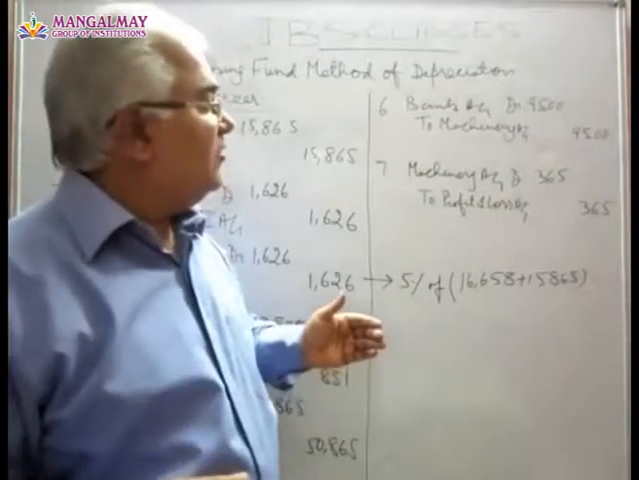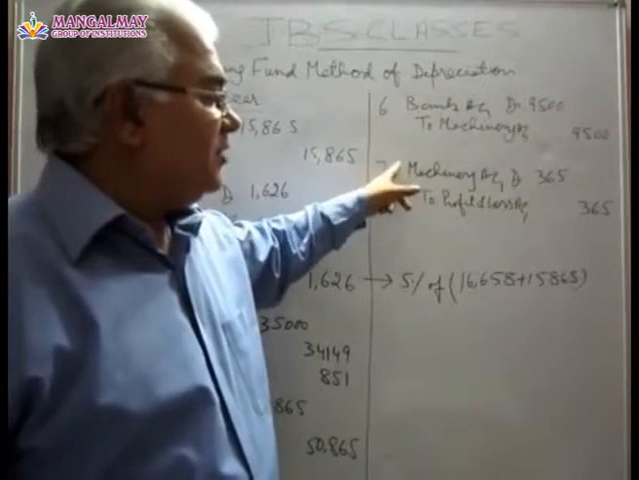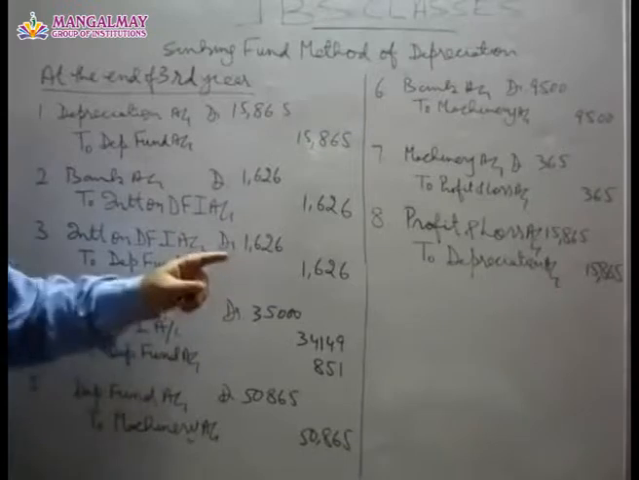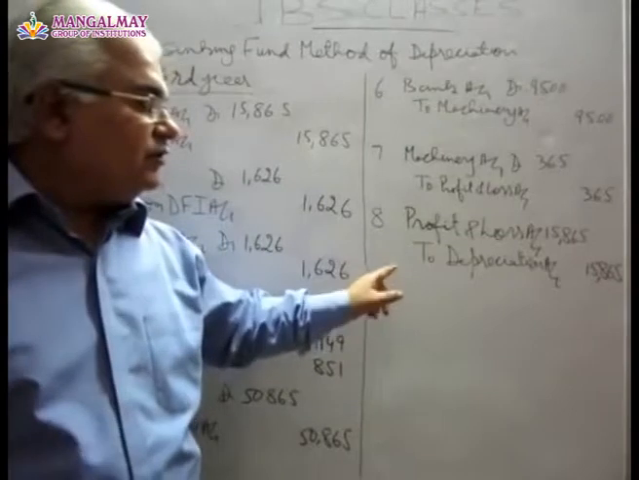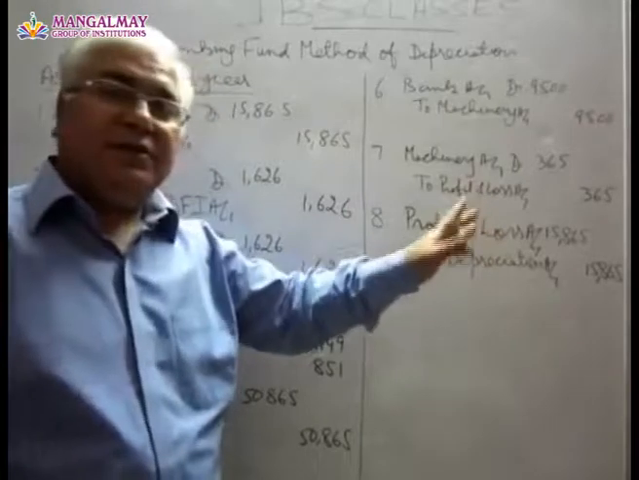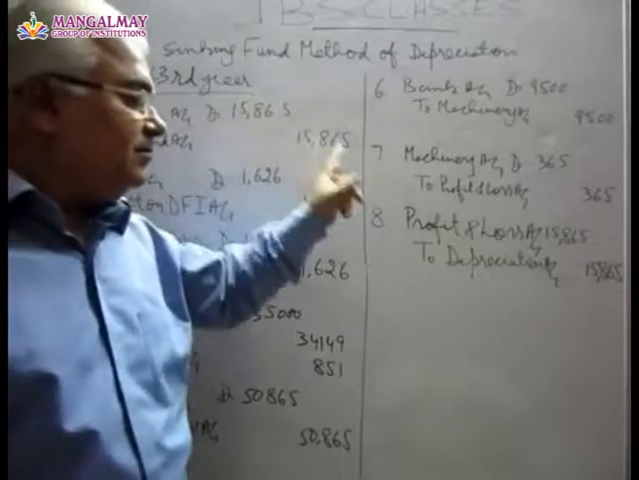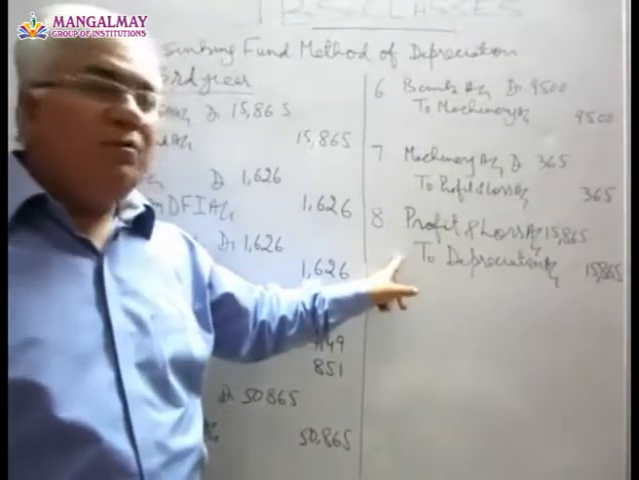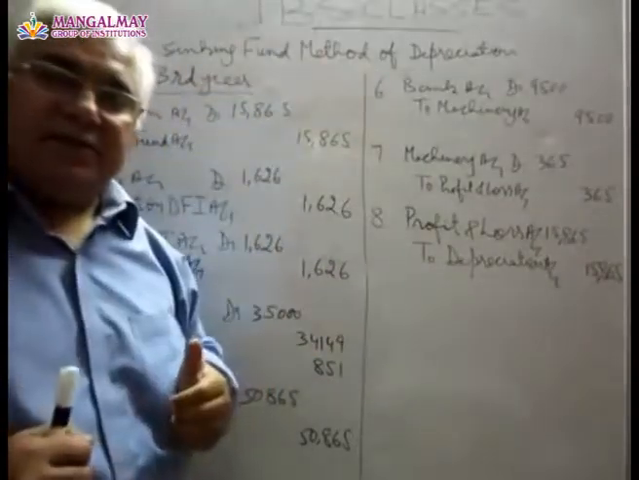If by chance there was some loss, then this entry would have been reversed. Profit and loss account would have been debited and machinery account would have been credited. Now in the last, we have to charge depreciation to profit and loss account. So the entry will be profit and loss account debited to depreciation account. That means the depreciation we charged in the last year has been debited to profit and loss account. Okay, I hope you have clearly understood the sinking fund method of depreciation.